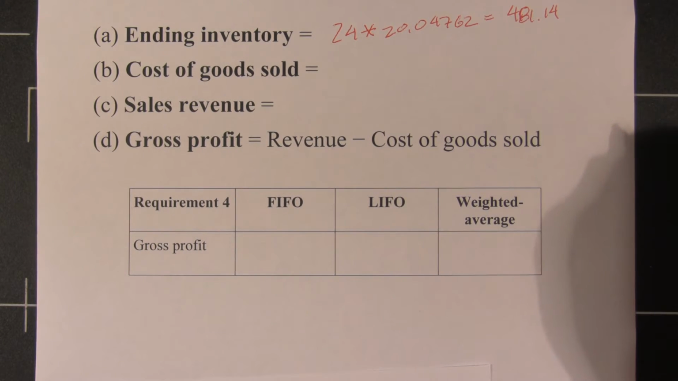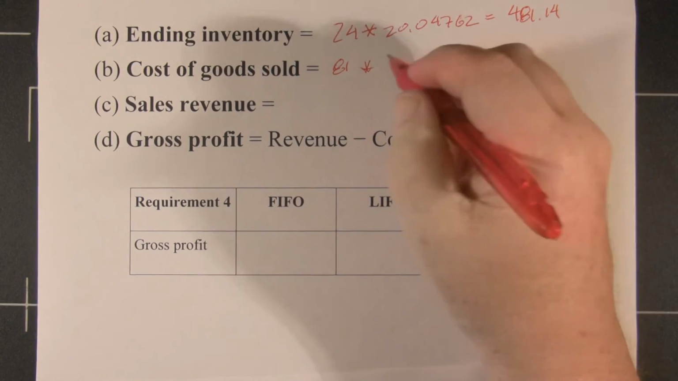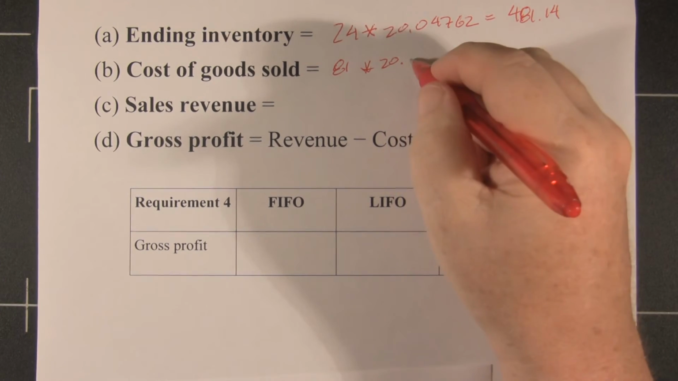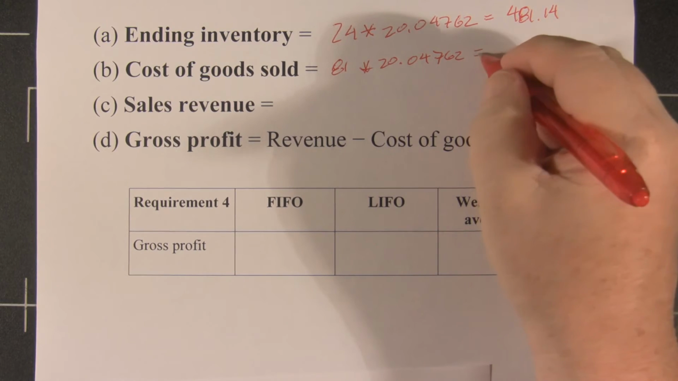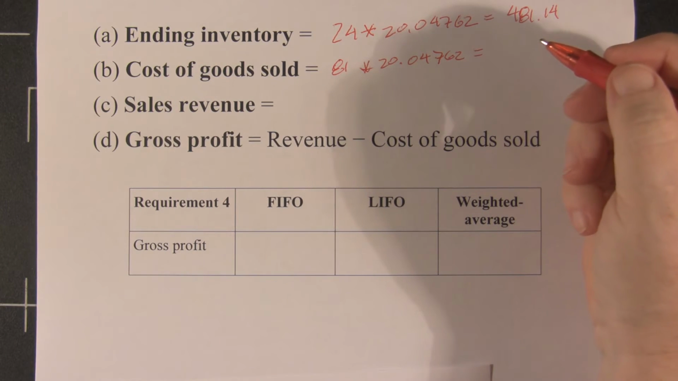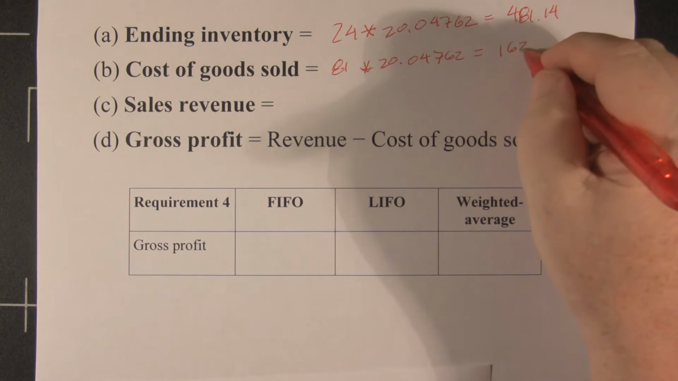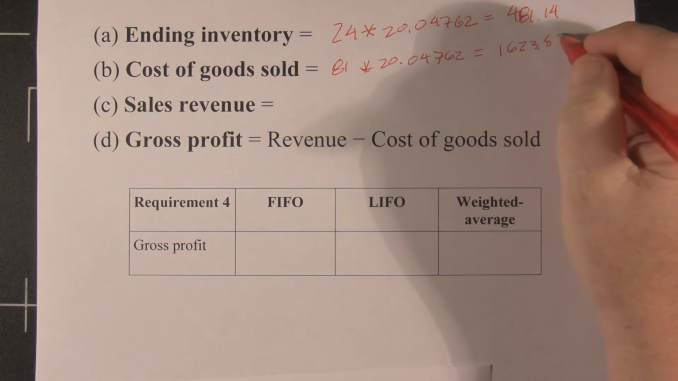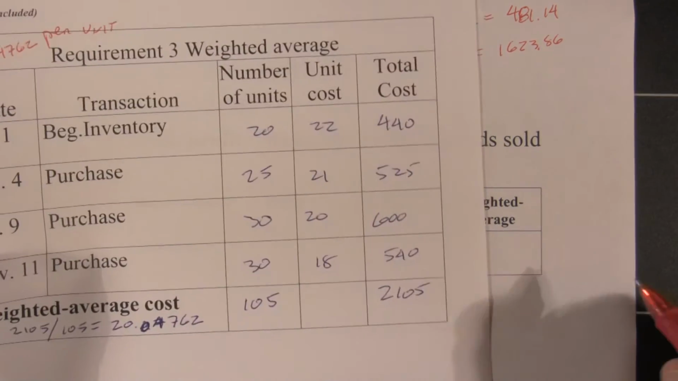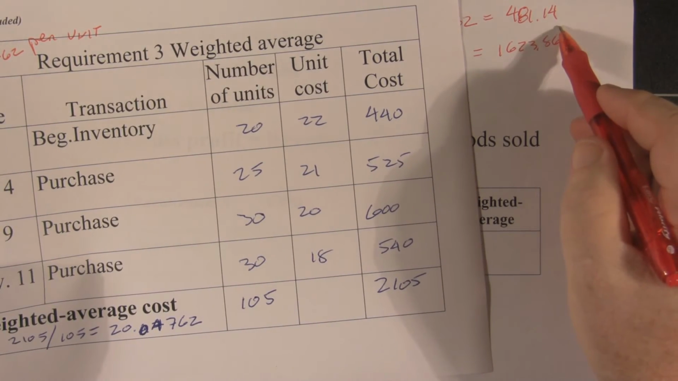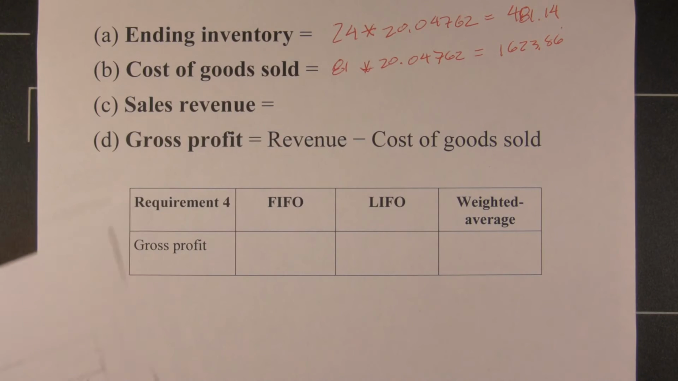And then our cost of goods sold is 81 units at 20.04762. And that comes to $1,623.86. My down and dirty method of subtracting 481.14 from 2105 would give you the same number.